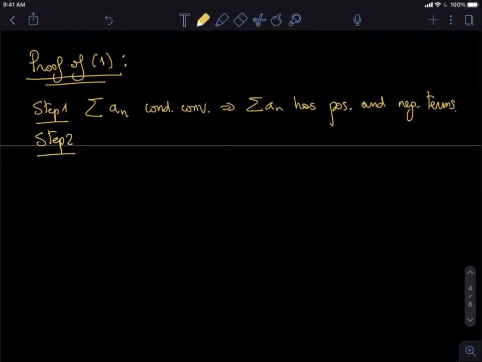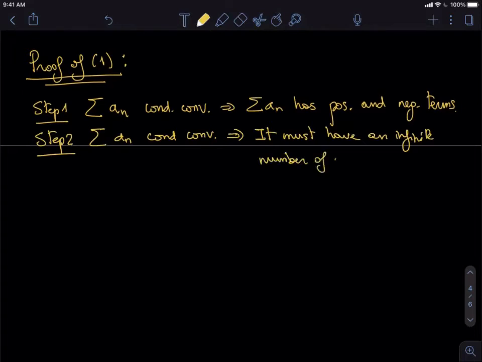So step two, in fact, if a series is conditionally convergent, then it must have an infinite number of positive and negative terms. So it cannot be that only the first 10 are negative and then everything else is positive. To show this is again very easy.